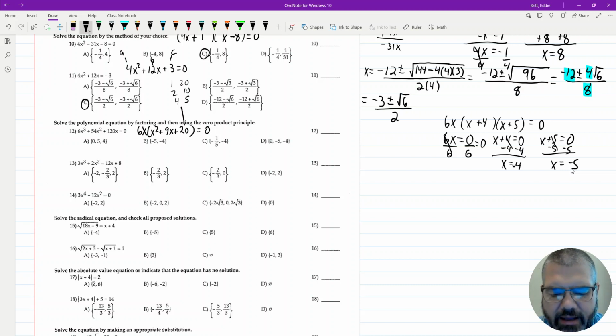Now notice that if I forget my first answer, if I forget about that 0, there is a choice down there that's negative 4 and negative 5. B is that choice, so make sure you don't choose B, because that doesn't have the answer of 0 there. So it's 0, negative 5, negative 4. That's D.